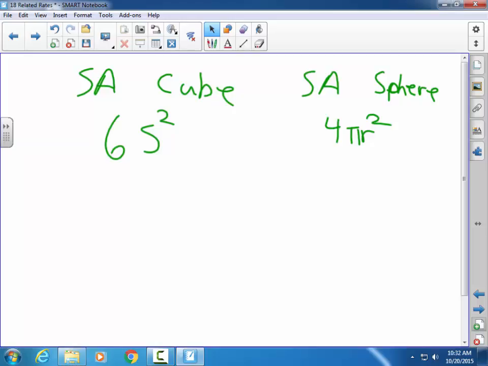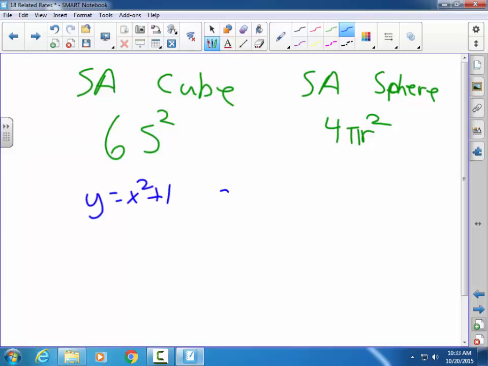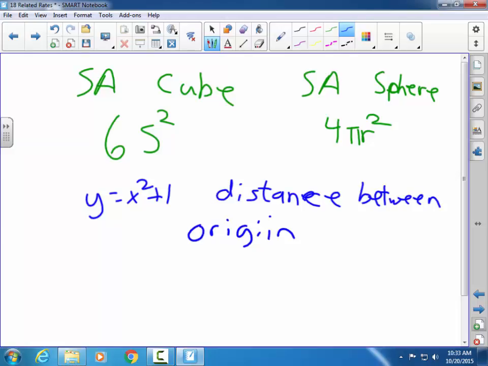What about number 11? Which said, all right. So a point, find the rate of change of the distance between the origin and a moving point on y equals x squared plus 1. The distance between the origin and a point on that there. Okay?